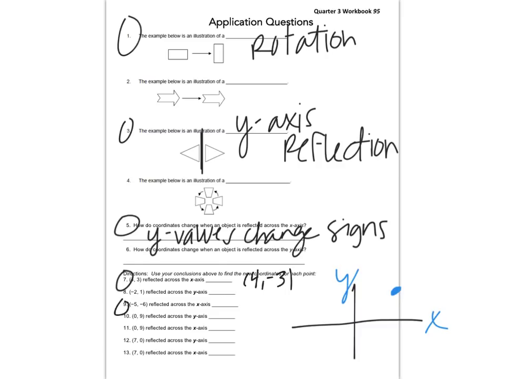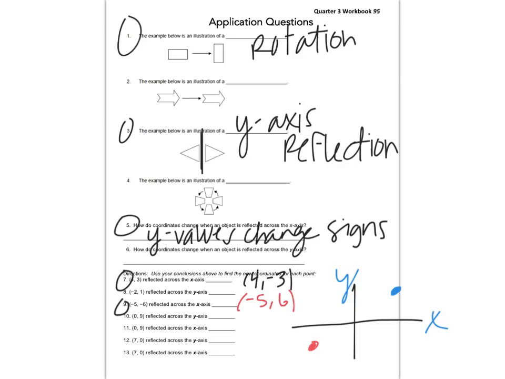Alright, 9. If negative 5, negative 6 is reflected across the x-axis, that's going to go from here up to here, so that will be positive 6. So we'll say negative 5, positive 6, because you end up in quadrant 2.